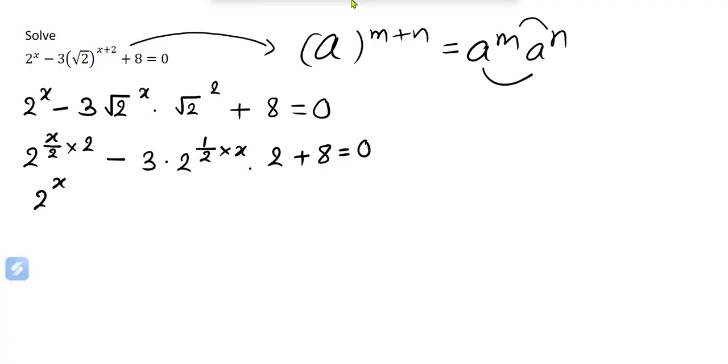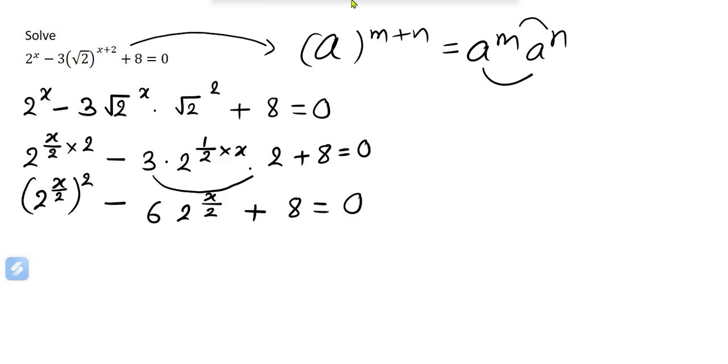Here we can write this in this form. The power is x divided by 2 and square. Now you can multiply this 3 and 2, which is 6. And then we can write this also in the form of x divided by 2, and then plus 8 is equal to 0.